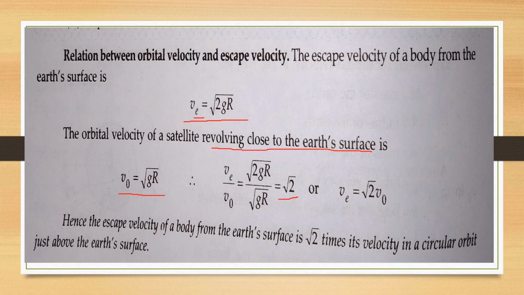Cross multiply these terms, we get the escape velocity in terms of the orbital velocity, that is VE is equal to under root of 2 V naught. So hence we can say that escape velocity of a body from the Earth's surface is under root 2 times its velocity in a circular orbit just above the Earth's surface.